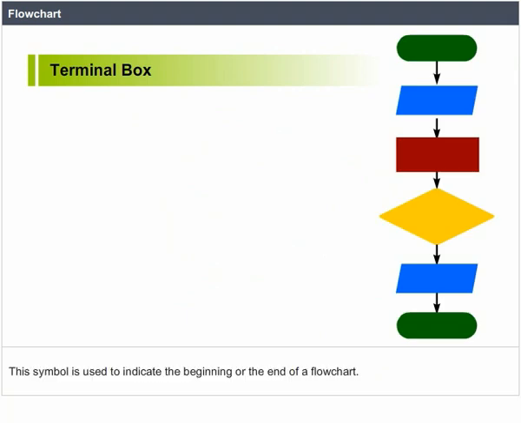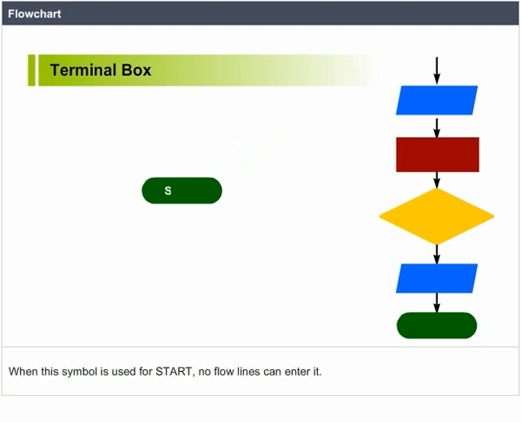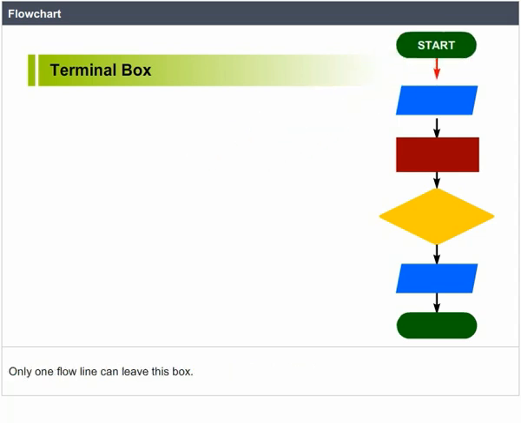Terminal box. This symbol is used to indicate the beginning or the end of a flowchart. When this symbol is used for start, no flow lines can enter it. Only one flow line can leave this box.